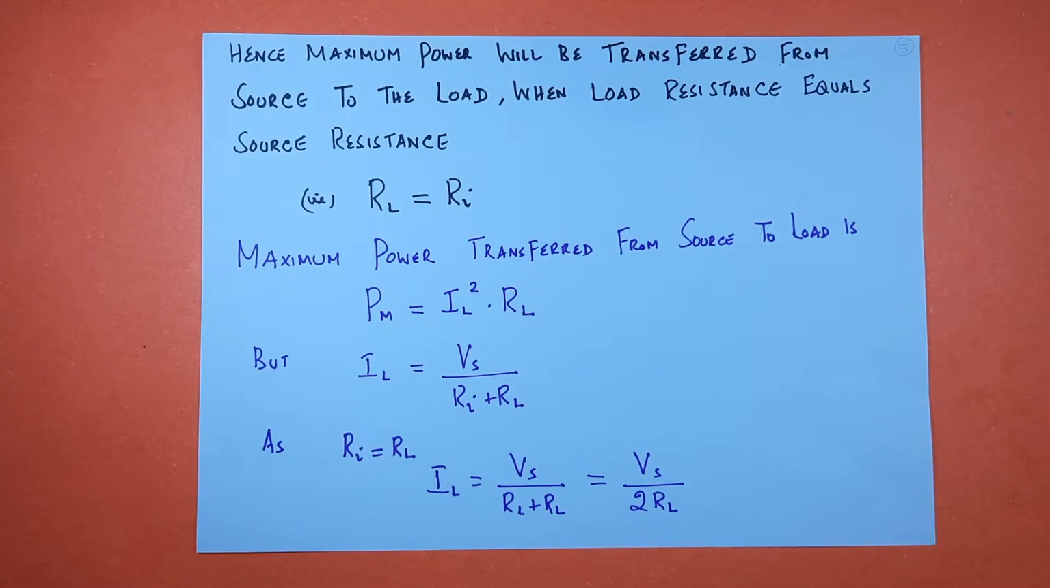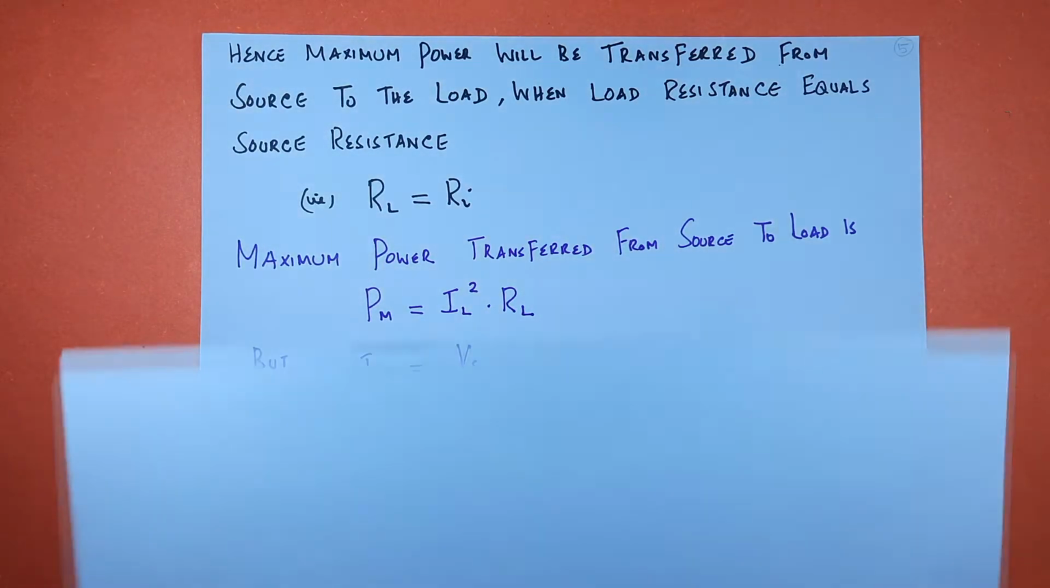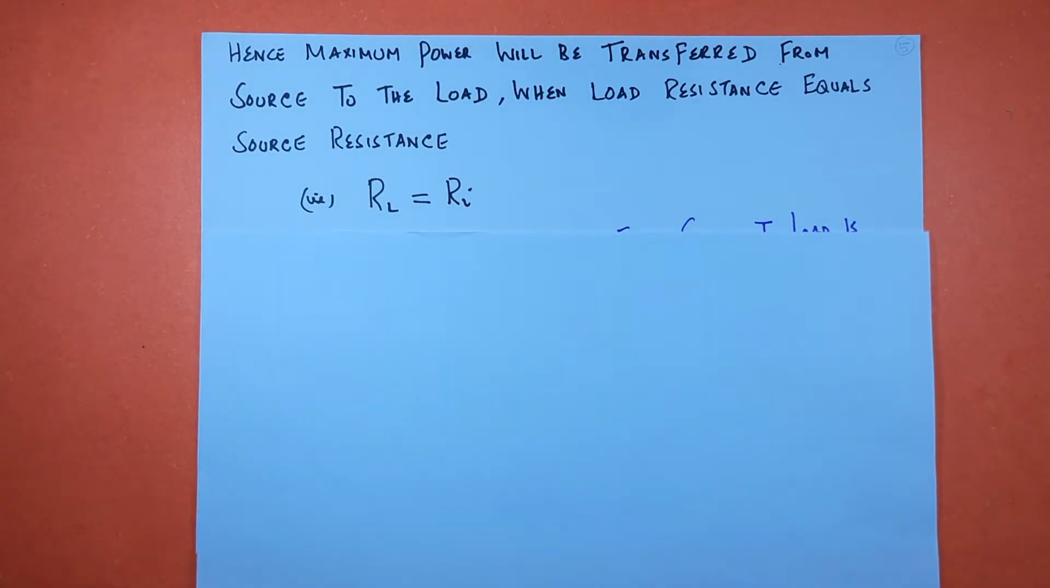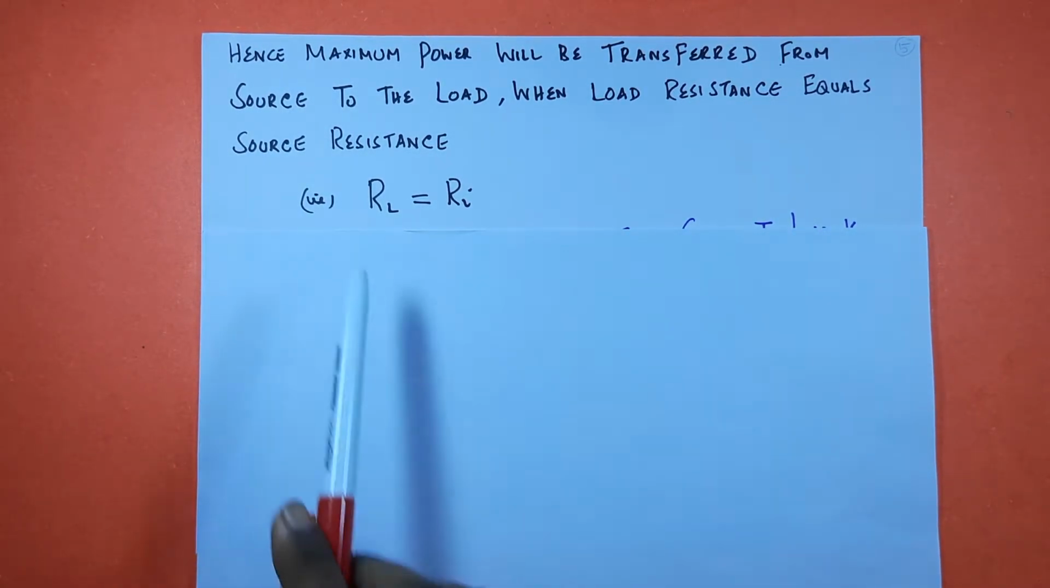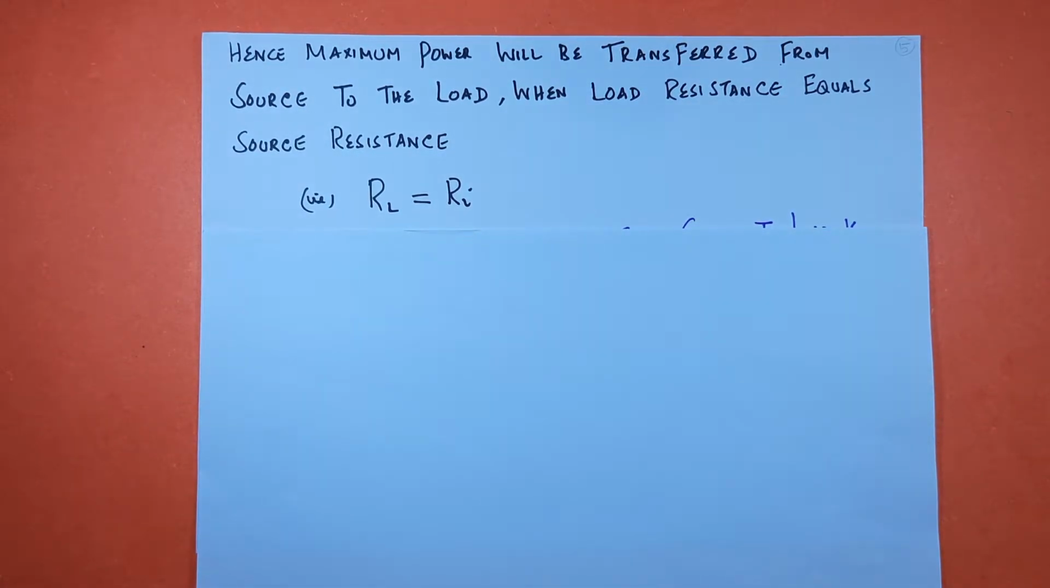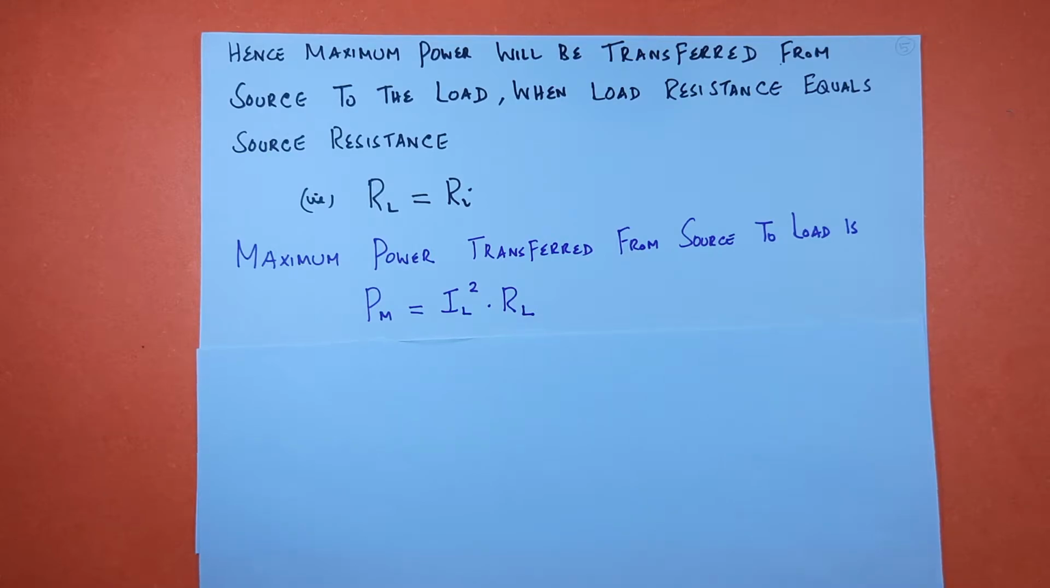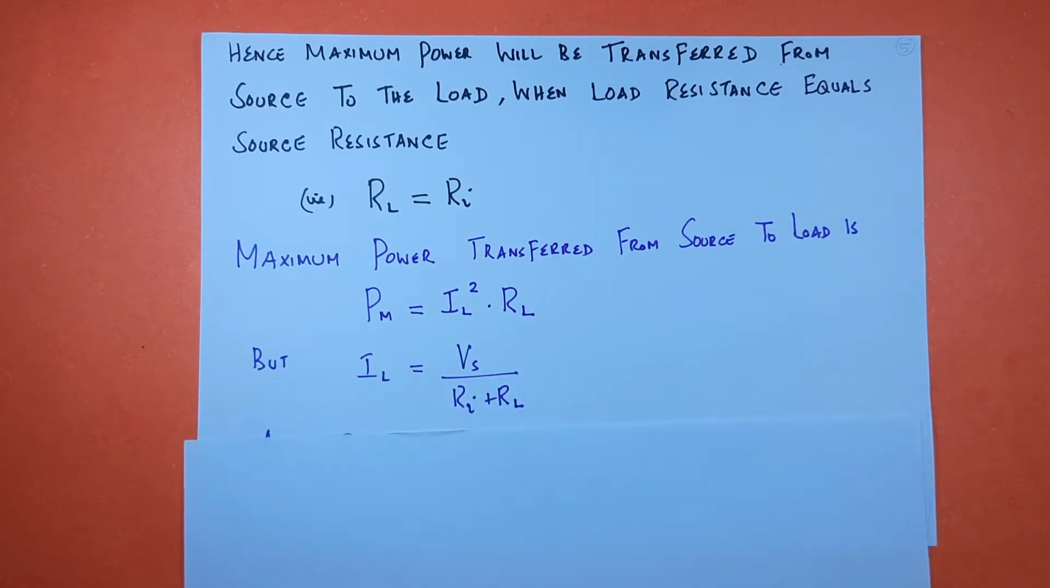Hence maximum power will be transferred from source to the load when load resistance equals source resistance. That is, when RL equal to Ri, maximum power will be transferred from the source to the load. So this is your maximum power transfer theorem. Now the maximum power transferred from source to the load, I can use the term PM to denote maximum power. PM equal to IL square into RL. But IL, the load current, is nothing but Vs divided by Ri plus RL.